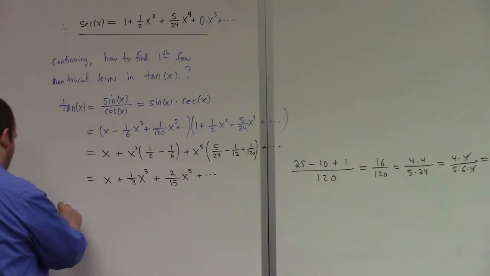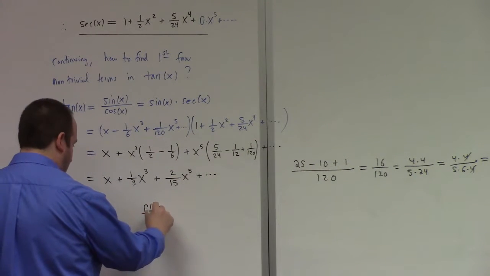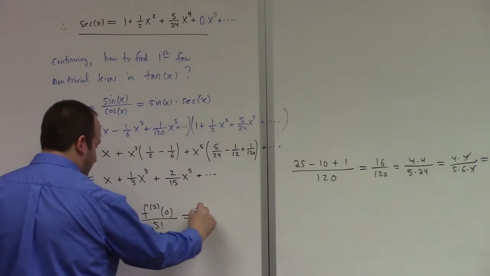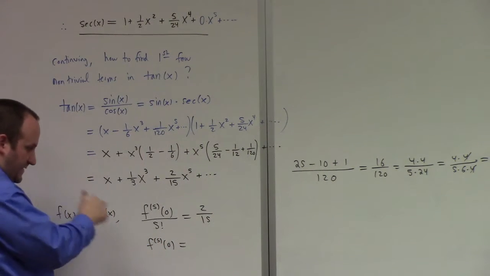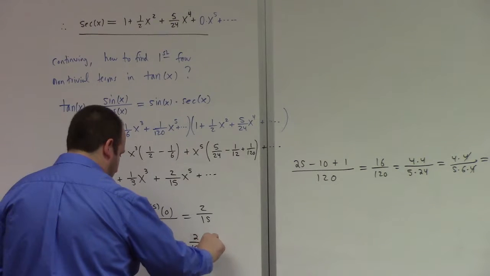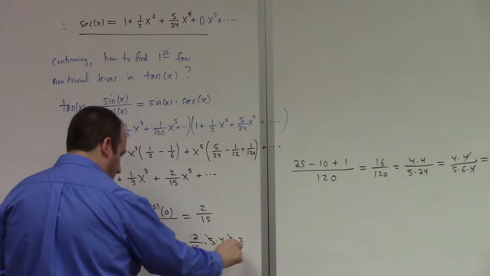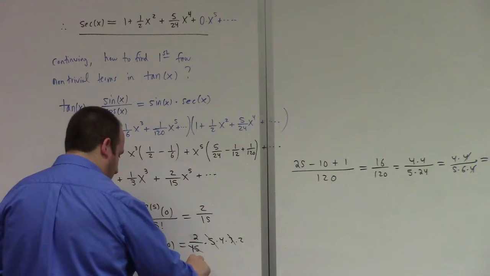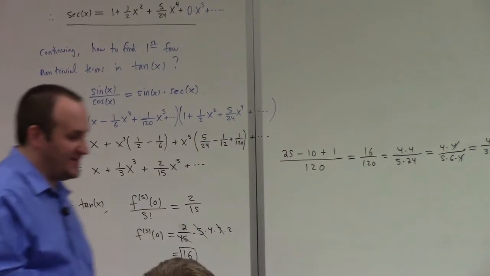So, fun fact, if f of x equals tangent x, then the fifth derivative at 0 divided by 5 factorial should be equal to 2 over 15, which means the fifth derivative of tangent evaluated at 0, let's see, 5 factorial is 2 divided by 15 times 5 times 4 times 3 times 2. In other words, it is 16. It's kind of a sideways application of this calculation, but there it is.